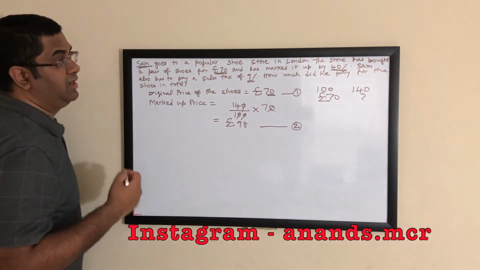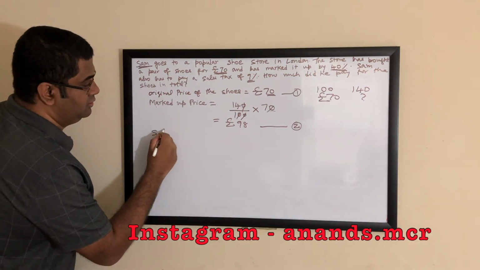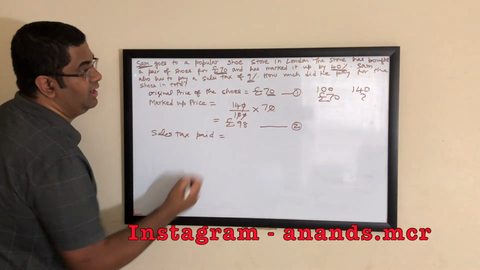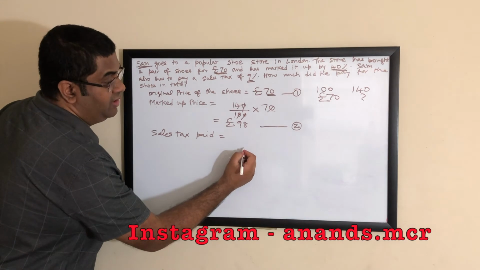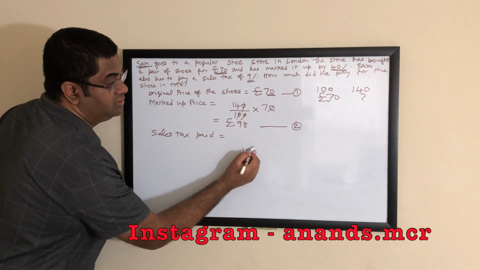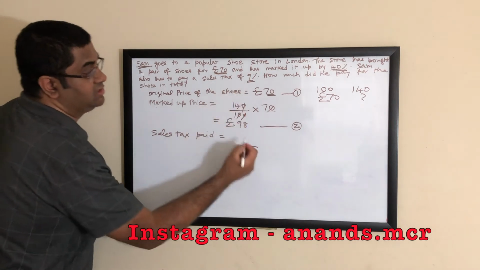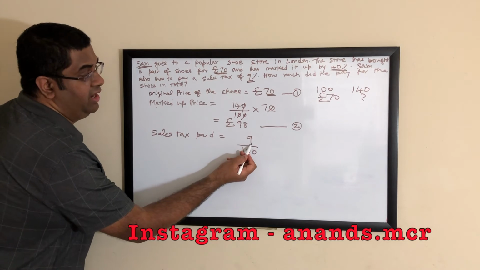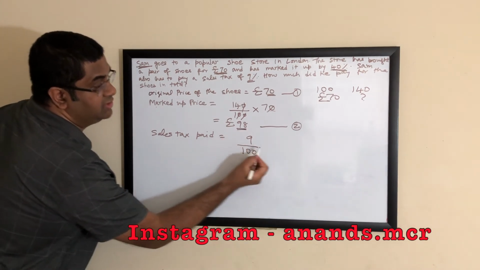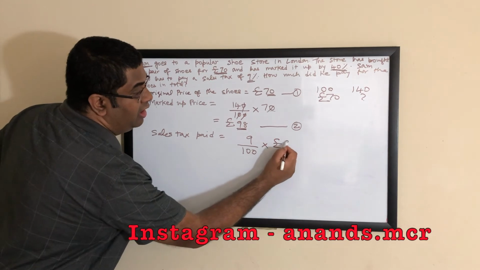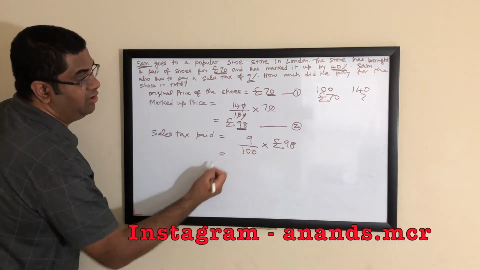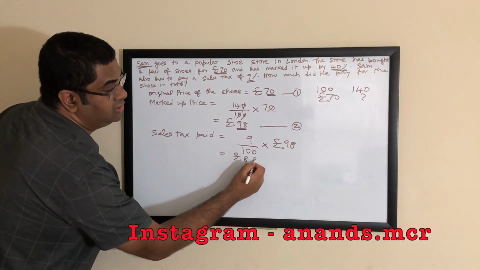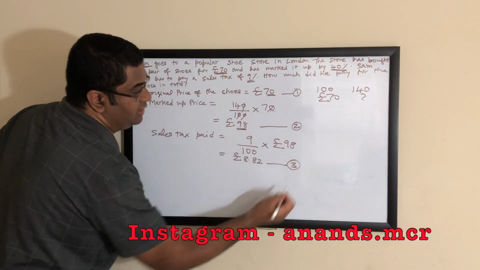Step 3 would be calculating the sales tax. So let's call it sales tax paid. And here again, friends, if the price of the item was £100, Sam would have paid a sales tax of 9%, which is 9 out of 100. He would have paid a sales tax of 9. Now here the sale price of the item is £98, so we have to find out how much sales tax he has paid on £98. When you calculate this, it will yield £8.82. Let us call this step 3.